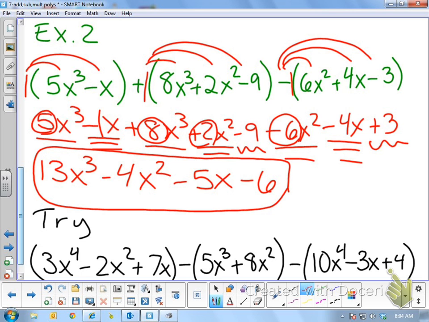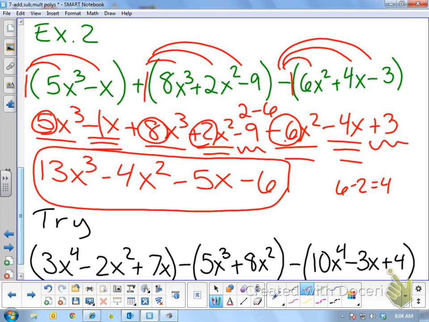Yes? How'd you get 4? This one? Okay, we had a 2x squared and a negative 6x squared. So we're doing 2 minus 6. If we're subtracting, we subtract big minus small. 6 minus 2 is 4. But we keep the sign of the bigger number. 6 is bigger, so we keep the negative sign to make a negative 4.